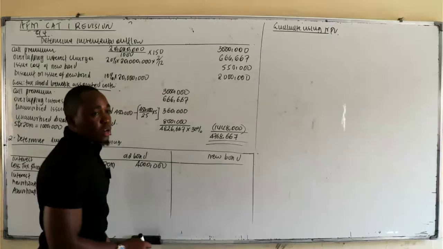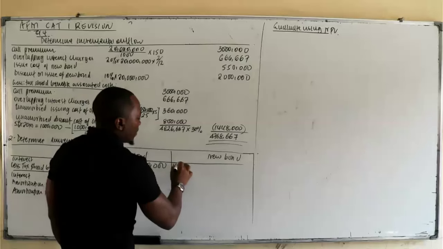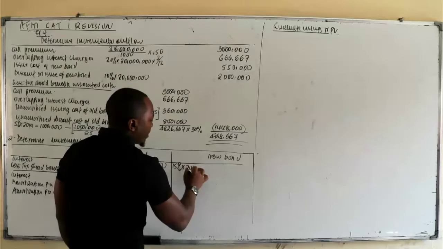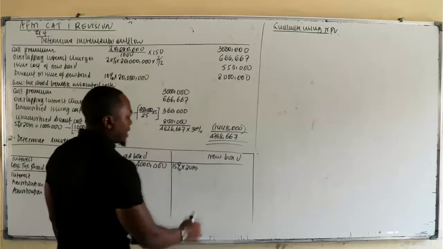What about the new bond? How much is the coupon rate? 15% of which we have issued at 20 million. That's 3 million, right?